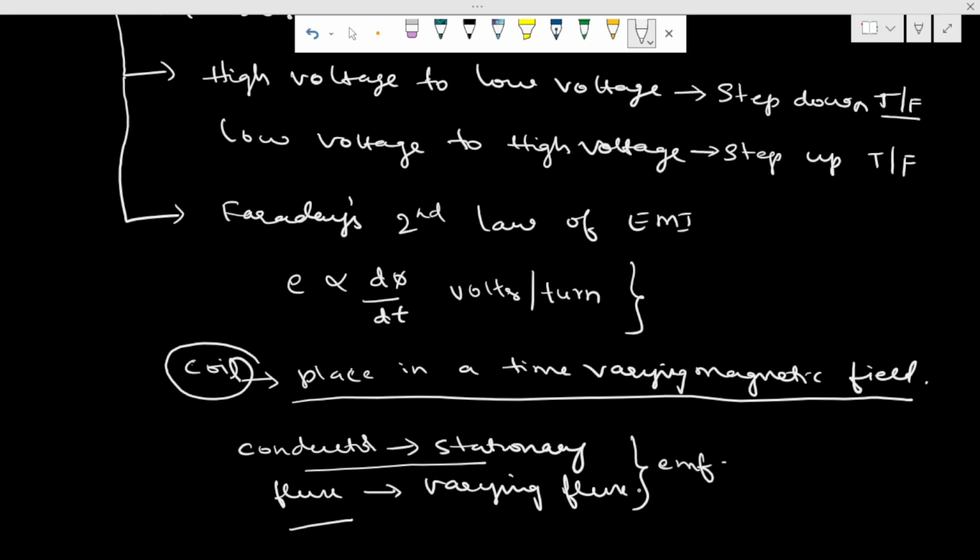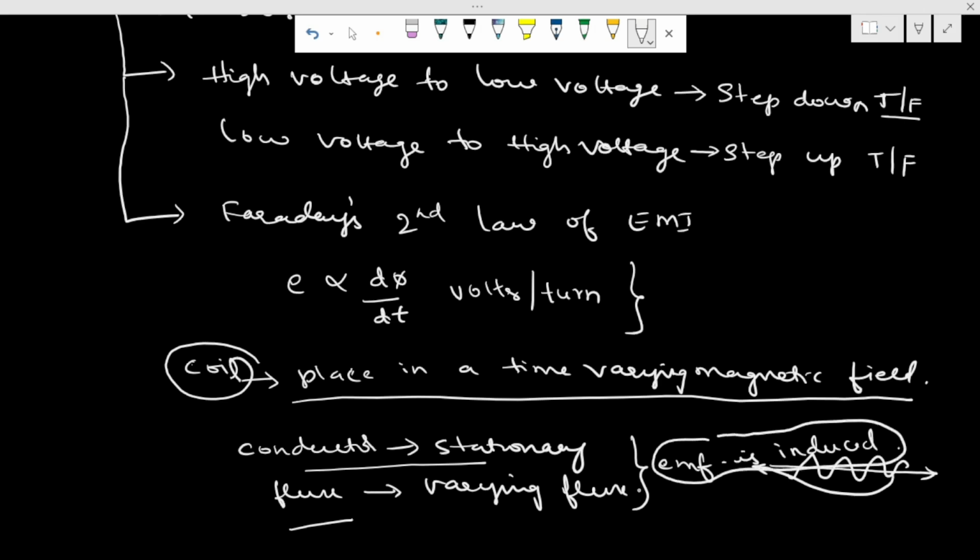When the flux is varying, AC flux we are taking, the conductor cuts the magnetic flux. Therefore, the EMF is induced. There should be a movement to induce EMF. This is how in the transformer we can get the voltage.